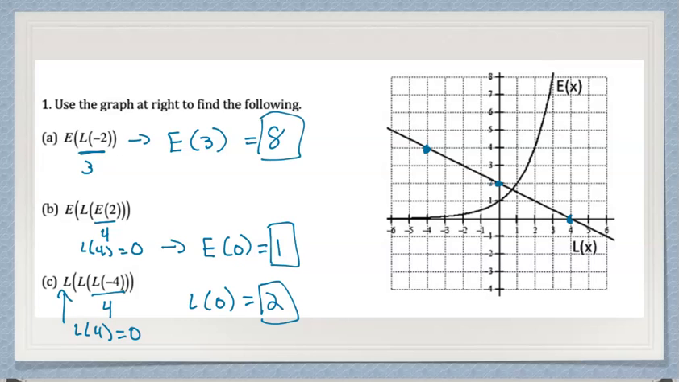Okay, so you start on the inside and just keep finding that output, put that new output into the function to the left, and keep going on in that way.